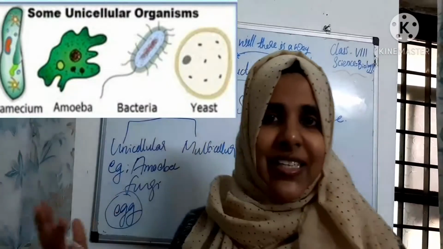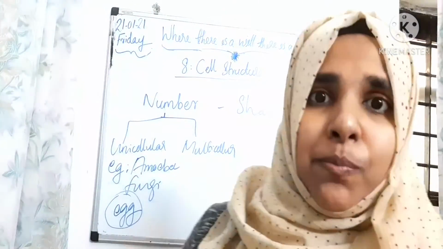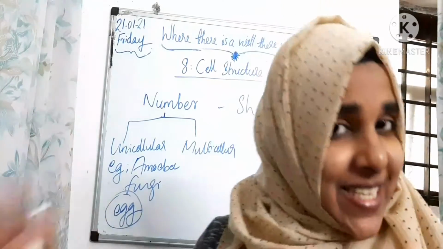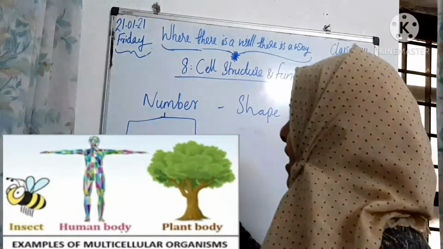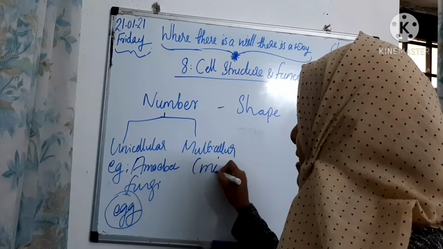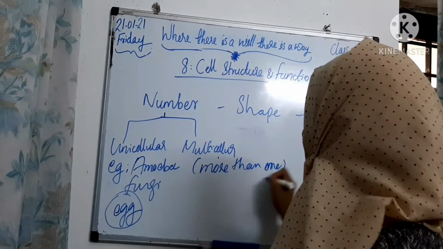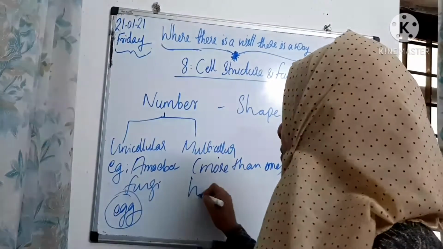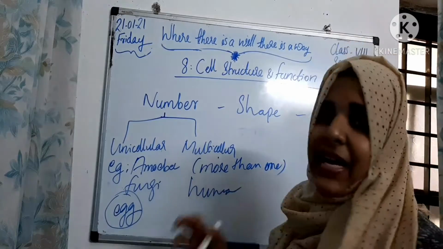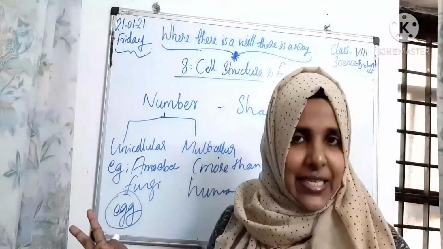Then what about a multicellular organism, children? A multicellular organism is made of more than one cell. We can see more than one cell in a multicellular organism. An example is the human being, a multicellular organism. Then rat, elephant, frog, these are also multicellular organisms.